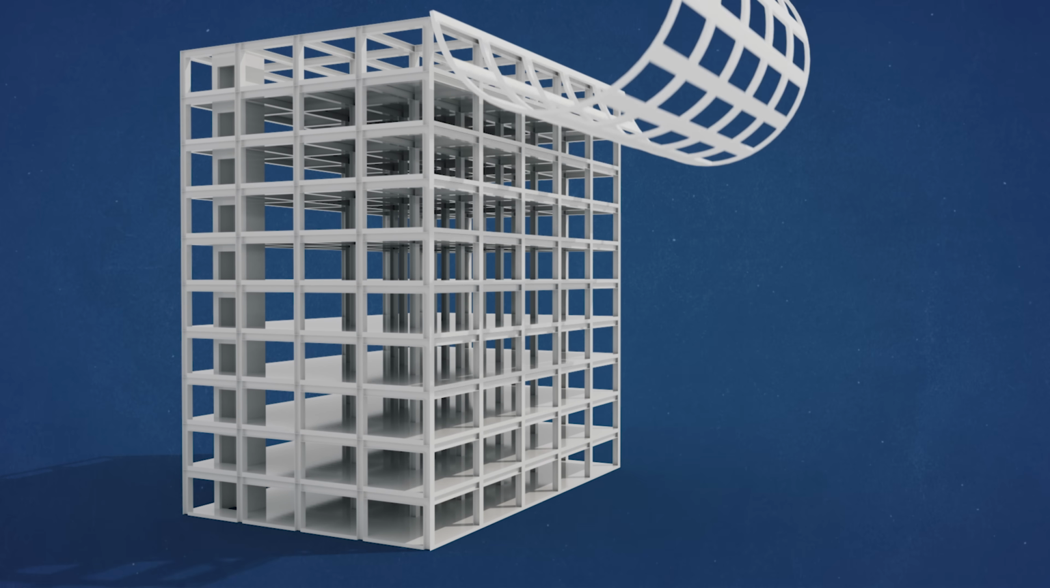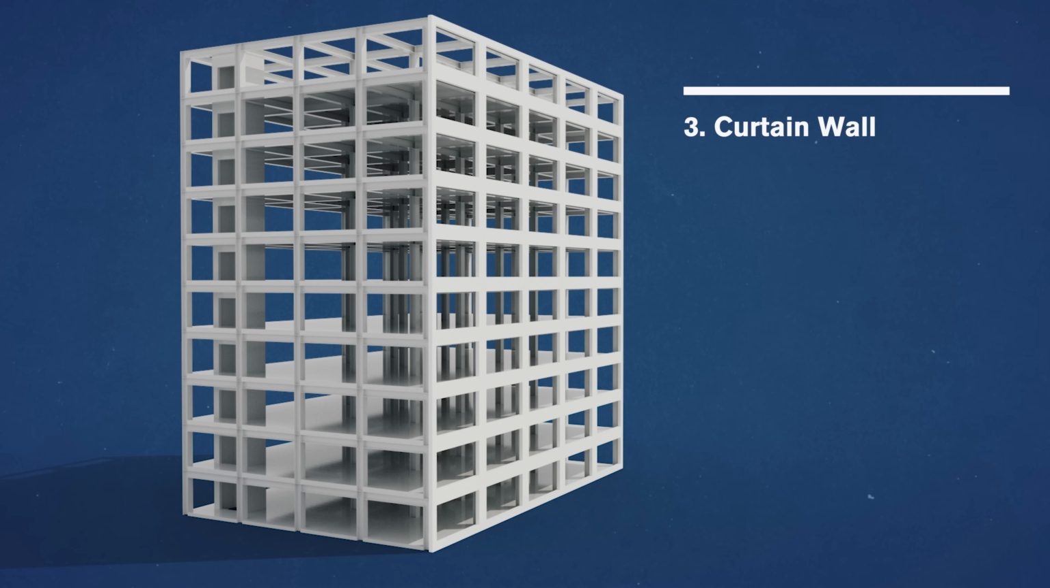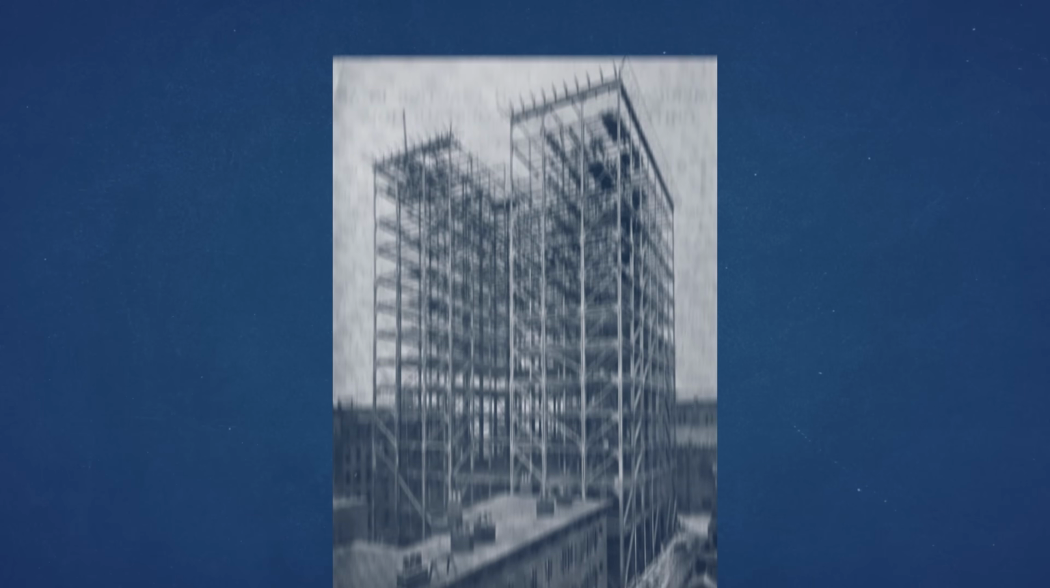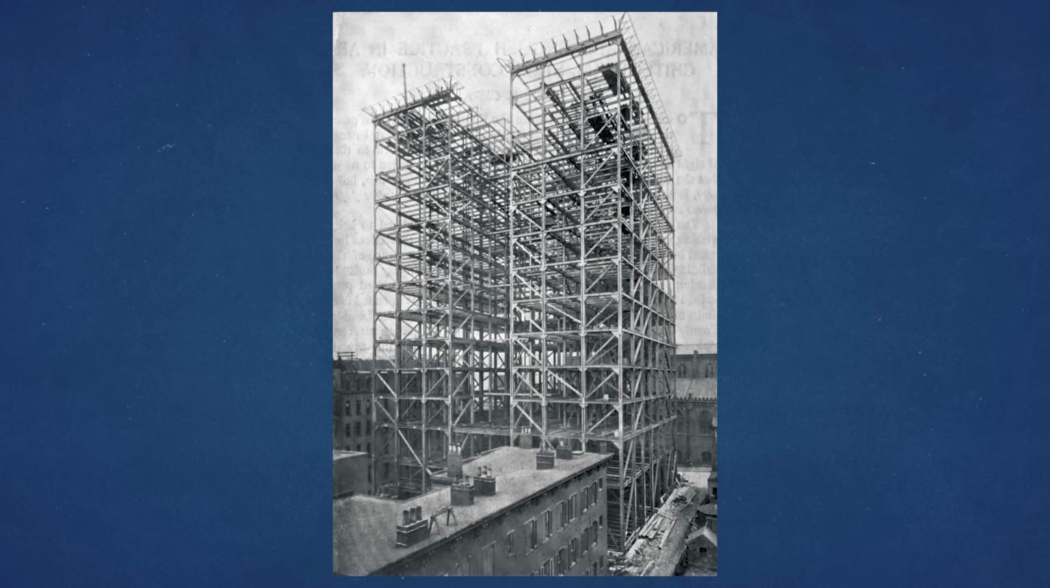The third option is to hang the facade off of the frame in a non-structural way, creating a sort of curtain out of it. This solution offers a lot of freedom with what you can do with the facade and the size and the shape of the windows.